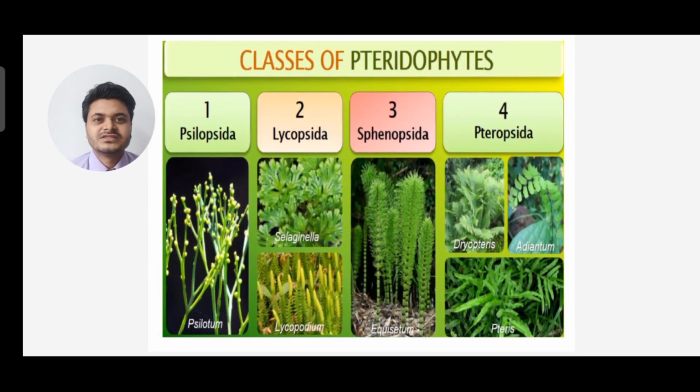So different classes of pteridophyte are there: Lycopsida, Psilopsida, Sphenopsida, and Pteropsida. Examples of pteridophytes you can see are Psilotum, Selaginella, Lycopodium, Equisetum, Dryopteris, Adiantum, and Pteris.